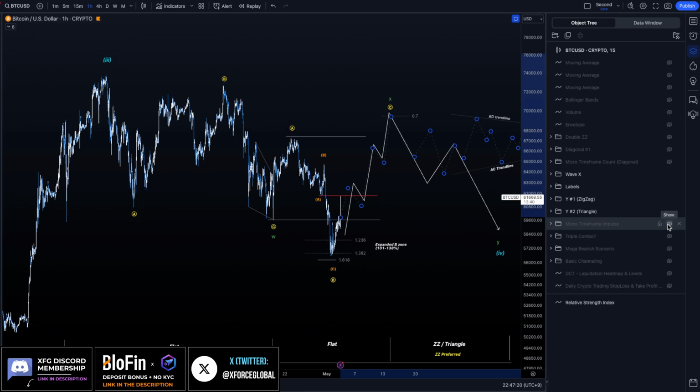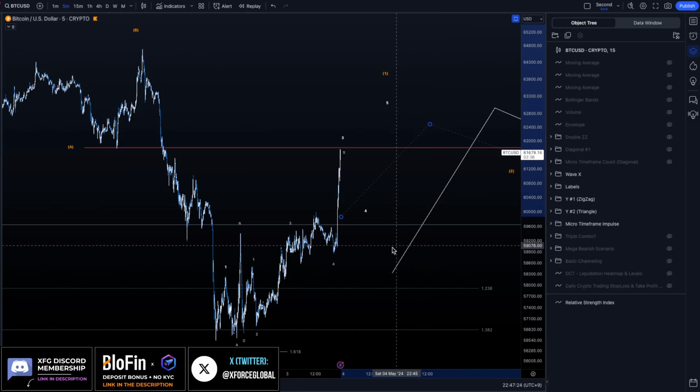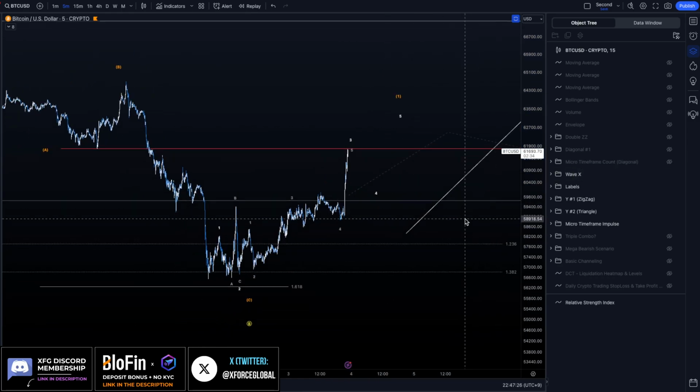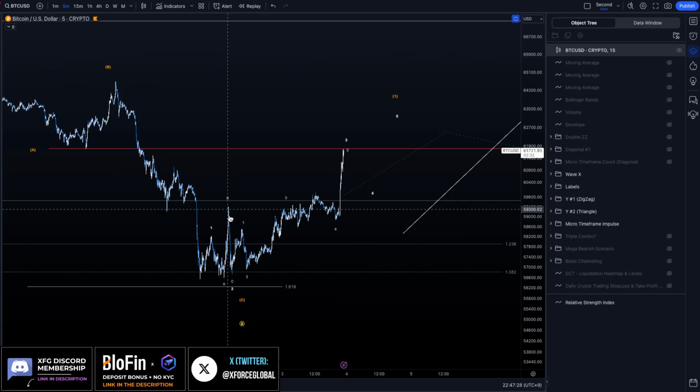So again, for the micro impulse count, rather than that ABC move to the upside, ideally we want to be labeling this as some kind of ABC. That's the only way we can count it. It did tag that 1618 as a running flat or even a running triangle. Usually the maximum for running triangle wave Bs should retrace wave A no more than 161.8%. However, the running variation of this idea, same idea, it hit the 1618.